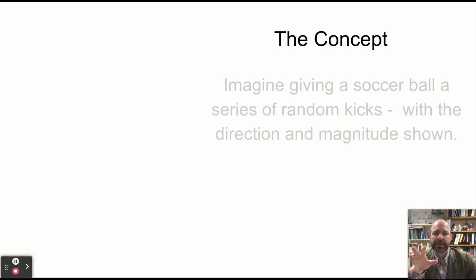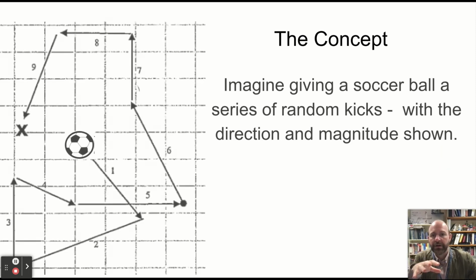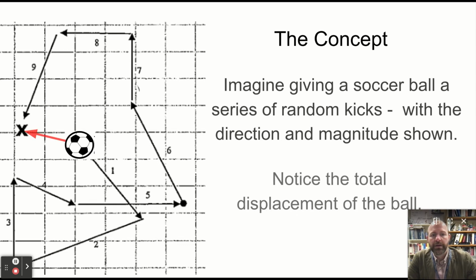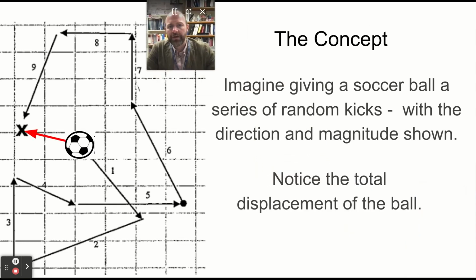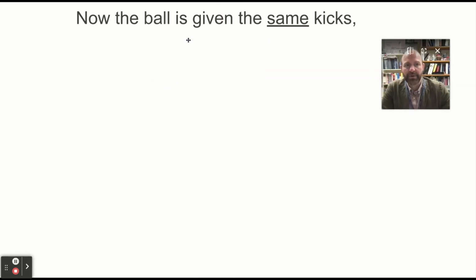So here's the concept. If you imagine giving a soccer ball a series of random kicks in random directions, you might kick it and then kick it and so on. You've probably encountered the random walk idea in math at some point. If you were to do this completely randomly over a given time, the displacement of the ball would just be zero. It would always come back to the same spot.